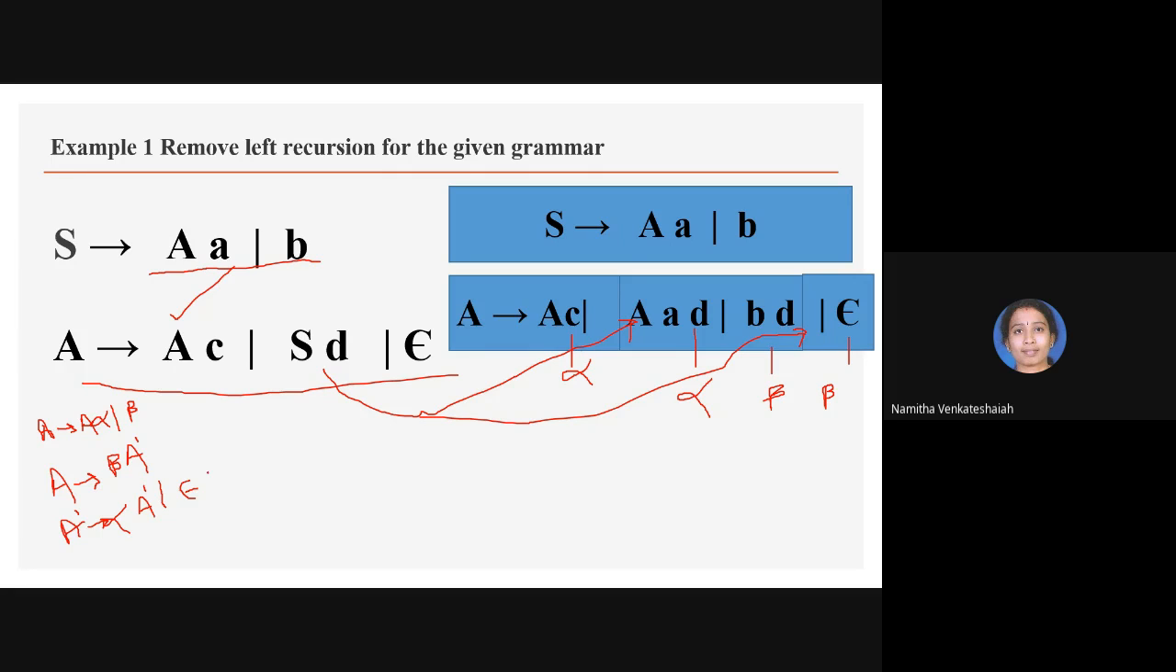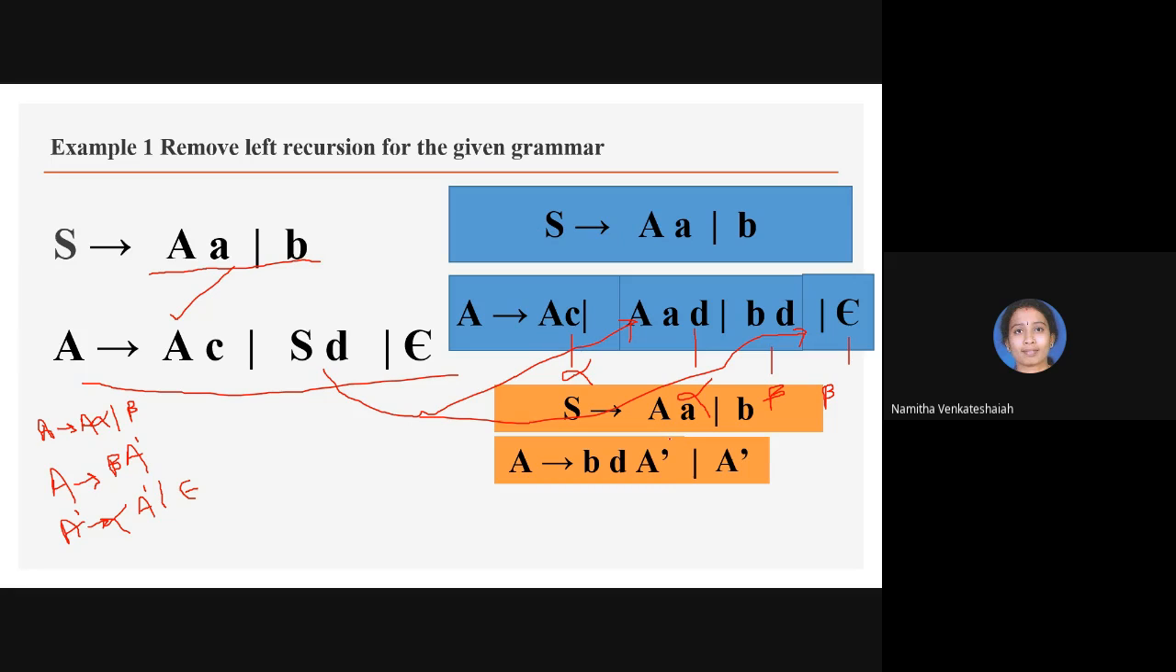So now I'm having A produces A alpha. Here alpha is C. Here A produces A alpha, where alpha is AD, and A produces beta, where beta is BD, and A produces epsilon. So first grammar is not having left recursion. I'm writing as it is: S produces AA or B. So second grammar, for this I have to apply the formula of left recursion. So look here, I am writing beta A dash. What is beta? BD is beta. BD A dash. Okay, one beta is over.